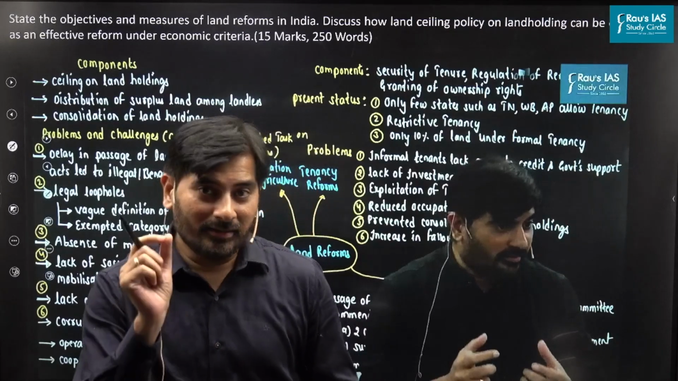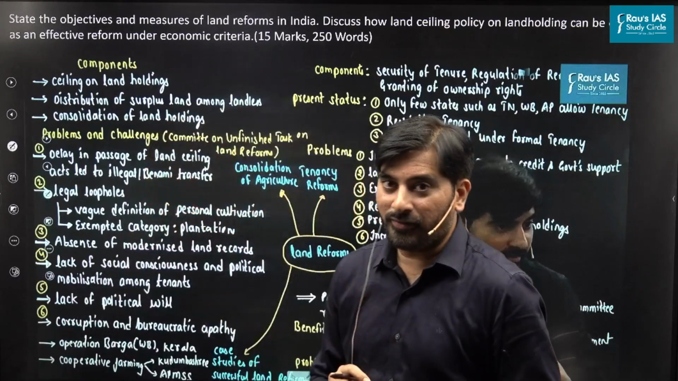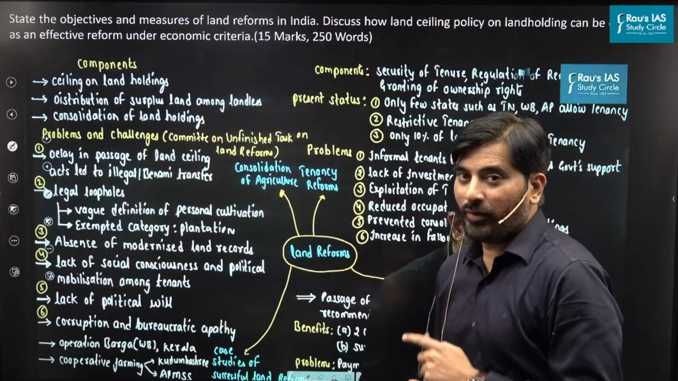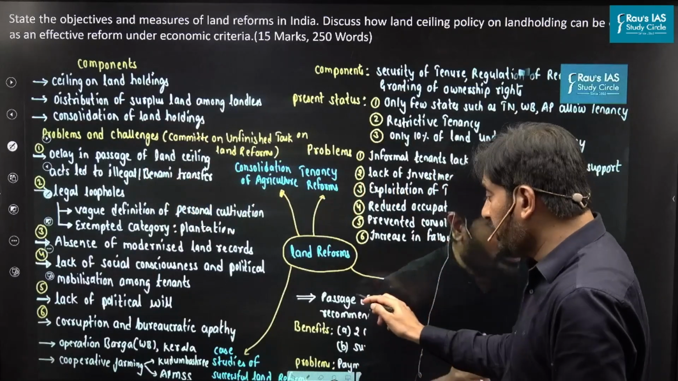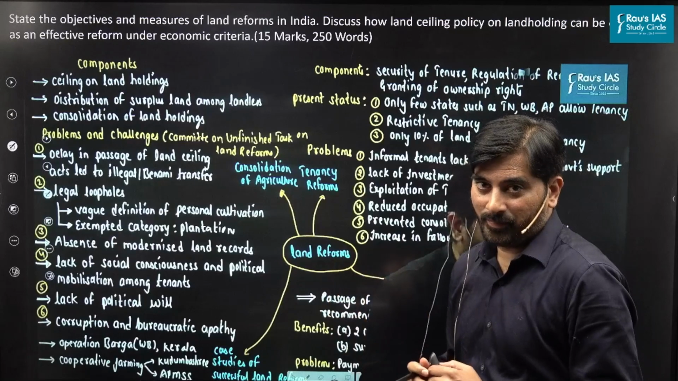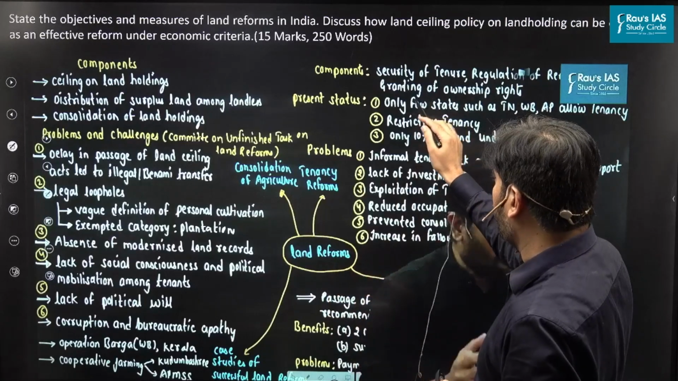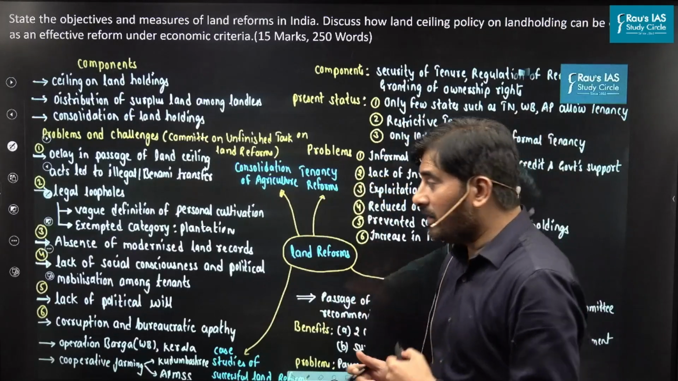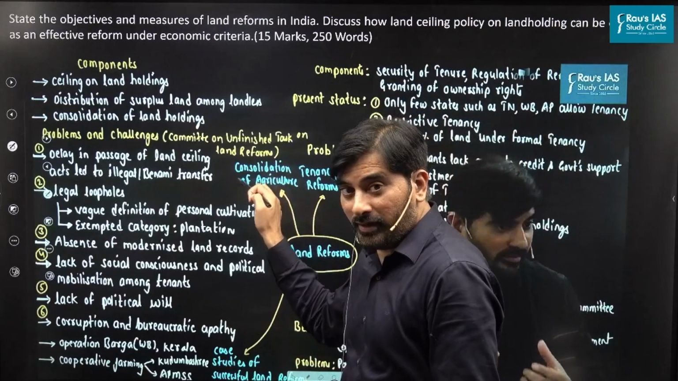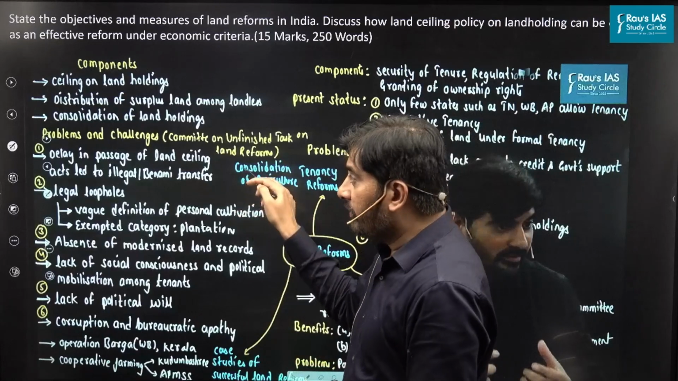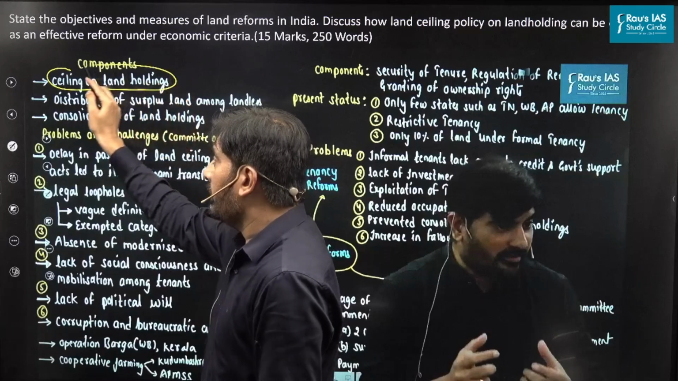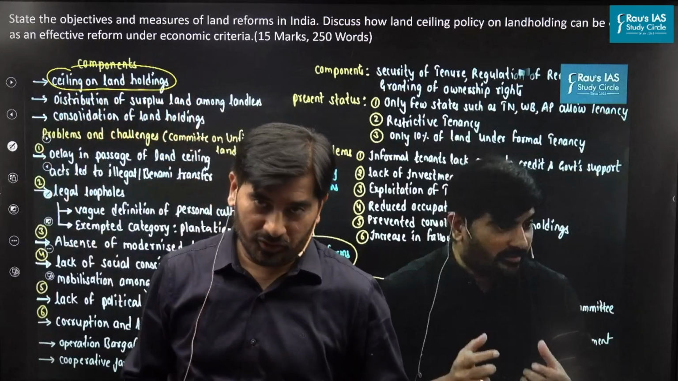The second part is the measures of land reforms. The land reform components were three. The first one was abolition of intermediaries. The second was facilitating tenancy reforms. And the third reform was consolidation of agriculture, which also included ceiling on land holdings. So, this is the second part of the question.